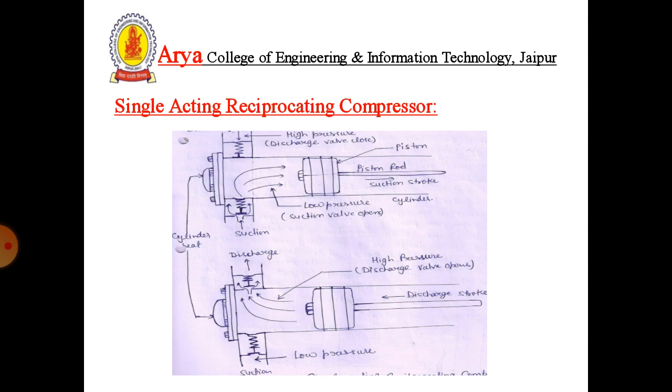Now classification of reciprocating compressor. On the basis of the unit acting on the side of the piston, it is either a single acting or double acting compressor. The first is the single acting reciprocating compressor. The basic reciprocating compression element is a single cylinder. A single cylinder compressing on one side of the piston is called a single acting reciprocating compressor.